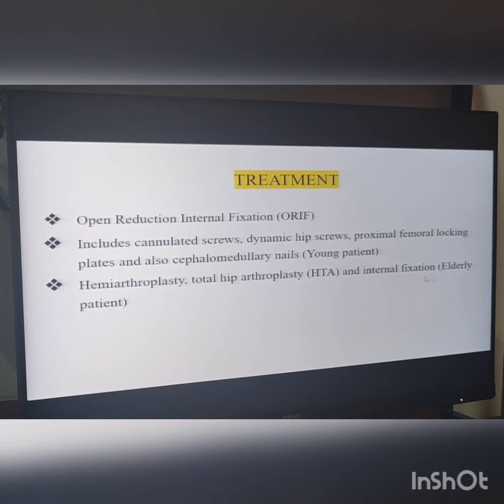So for the elderly people, hemiarthroplasty, total hip arthroplasty, THA, and internal fixation are very common in neck of femur fracture.